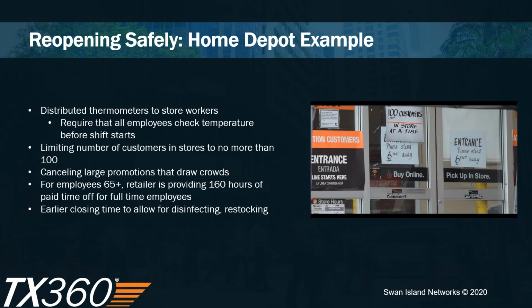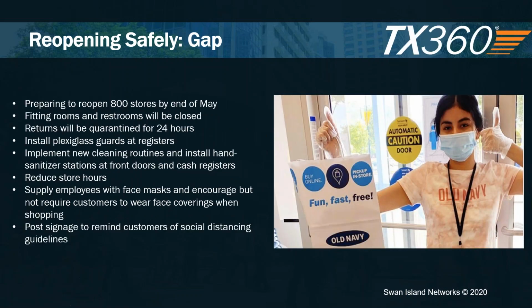With the previous guidelines for reopening now being discussed, it's interesting to look at how some of the biggest retailers are applying these suggestions. The Home Depot has taken a number of steps towards reopening. They've distributed thermometers to store workers and have requested that temperature checks be done prior to each shift. They've limited the number of customers in their store to 100 in order to help maintain social distancing guidelines. They've canceled large group promotions to avoid drawing a crowd and have closed their stores earlier to allow for disinfecting and restocking. And on a policy level, they've also provided their employees over 65 years of age with 160 hours of paid time off.